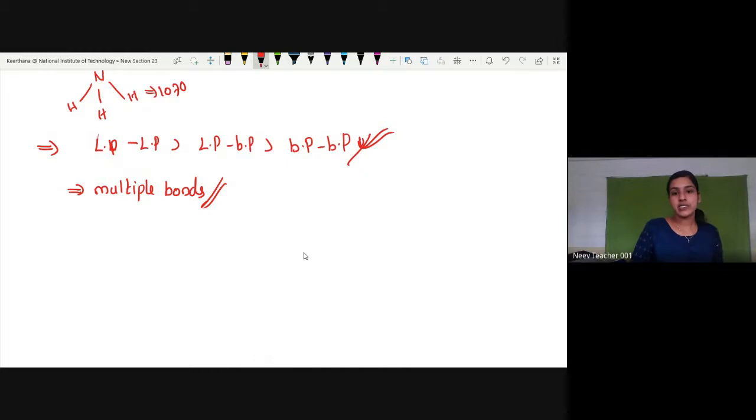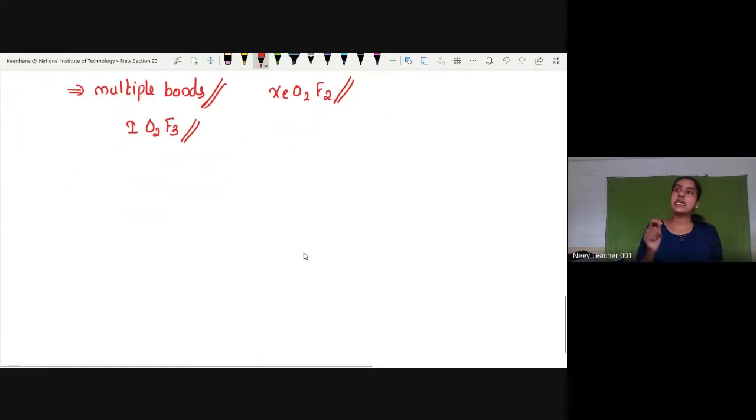So when you are considering XeO2F2, how will you arrange this molecule? Okay, let's also discuss IO2F3 first. In the case of IO2F3, as we know, there are 2 double bonds with 2 oxygen and 3 single bonds with 3 fluorine.